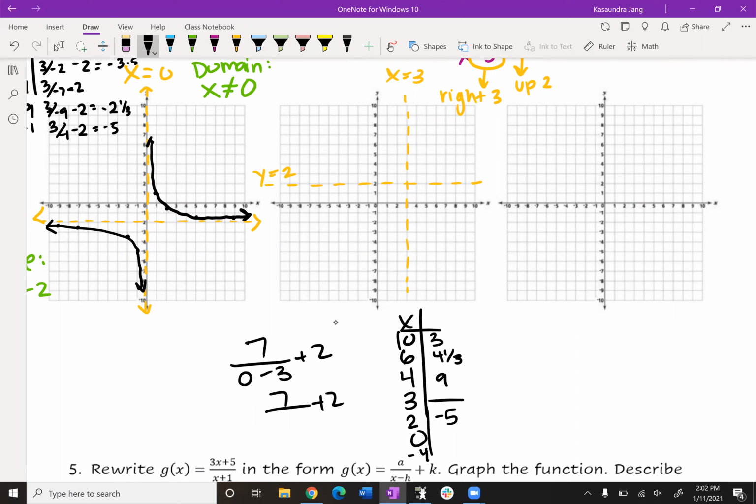So while you're at it, I'm gonna start plotting the other points. So there's my point 10, 3. Let's see, 6 and then 4 1/3. So a little over a 4. I got the point 4, 9. All right, so I got this stuff on the right side. Okay, it does not cross the asymptotes. All right.